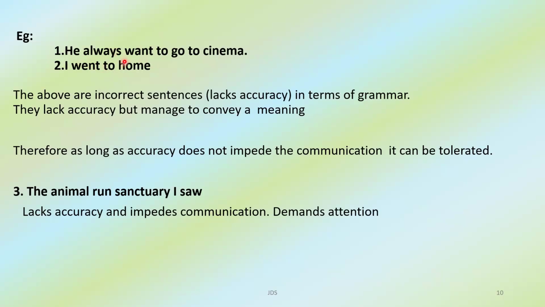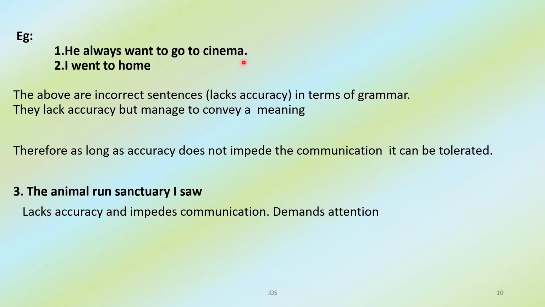These two sentences, are they accurate? Do you think these are accurate? No, both, ma'am. No. What is the mistake that you find in the first one? He always wants to go to the cinema. I went home. Oh. So the preposition is wrong in the second one. Subject verb agreement is wrong in the first one. So both are inaccurate. They lack accuracy.